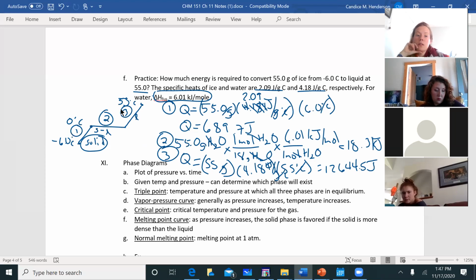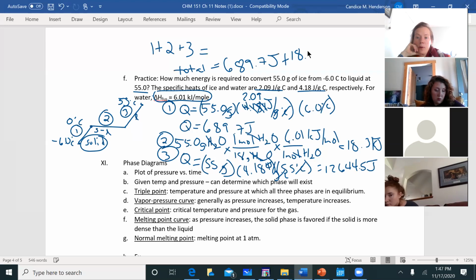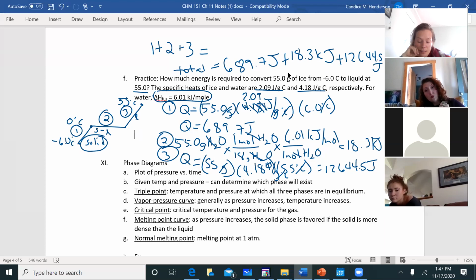So you have found the values for each step. The last thing you need to do is take 1 plus 2 plus 3, the values for each of those, or your total is going to equal your 689.7 joules plus your 18.3 kilojoules plus your 12,644.5 joules. Now, obviously the units all need to be the same, so make sure that you convert them all into joules, or I'd convert them all into kilojoules. Kilojoules tends to be a more useful value. And then you get your final answer.